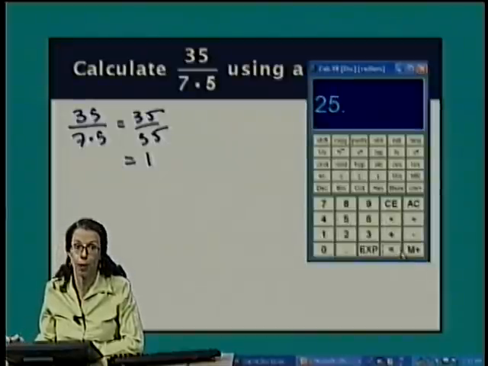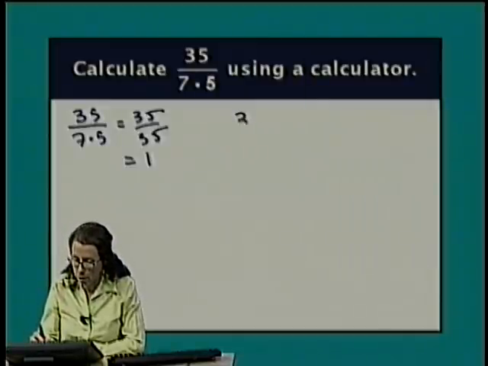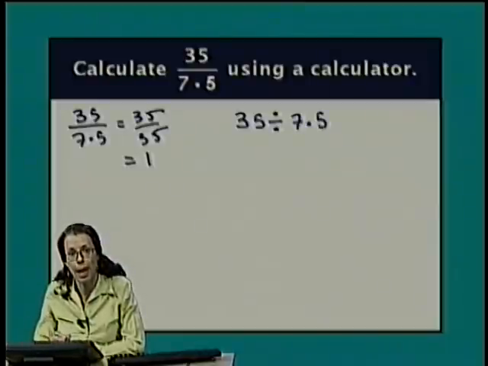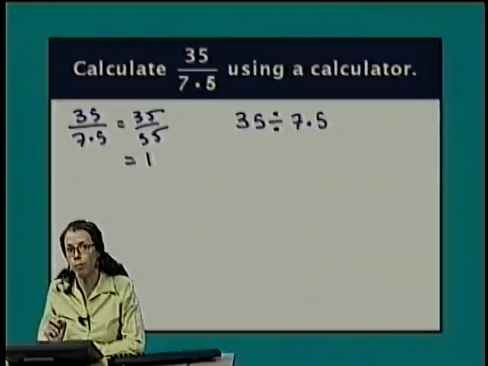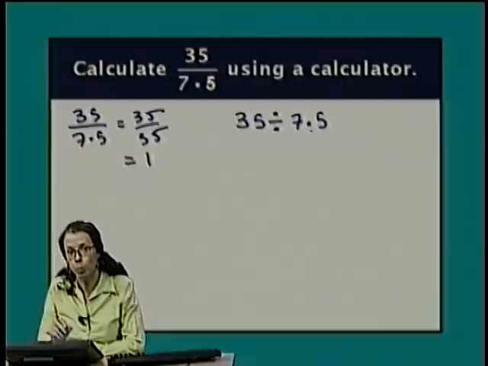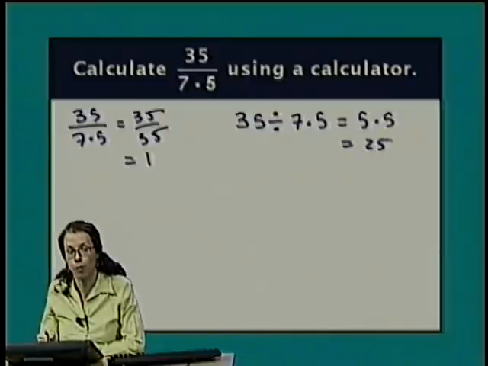Oops, I didn't get 1. So what happened here? Well, I entered 35 divided by 7 times 5. I hope you can see what happened. Calculator's literal. It knows the order of operations. It knows that division and multiplication have the same priority, and the operations were performed from left to right. So the calculator did 35 divided by 7 and multiplied it by 5 to get 25.